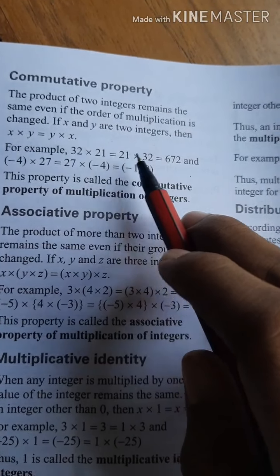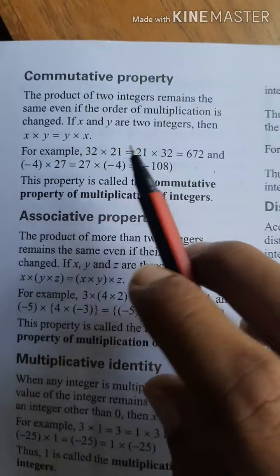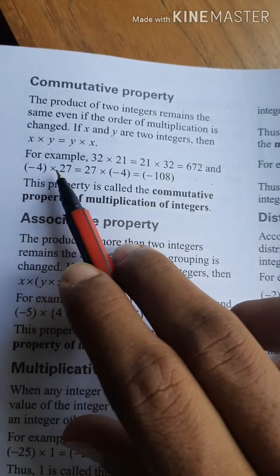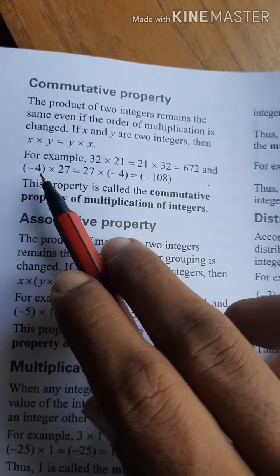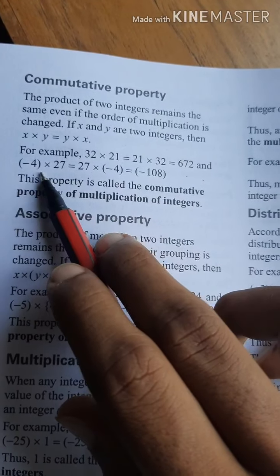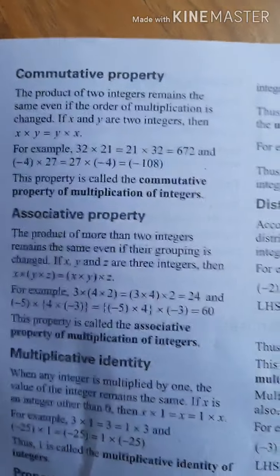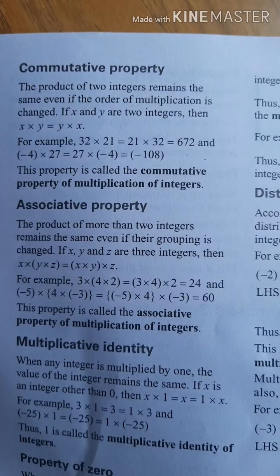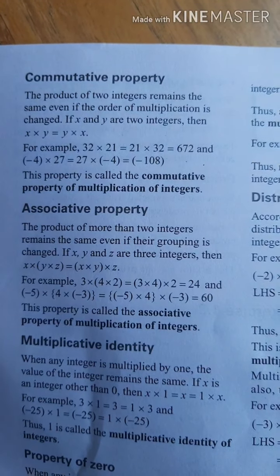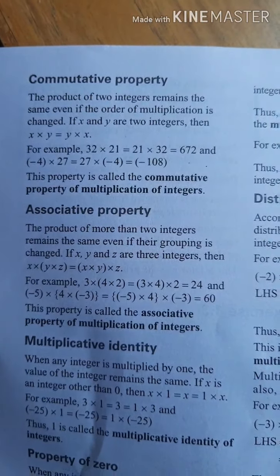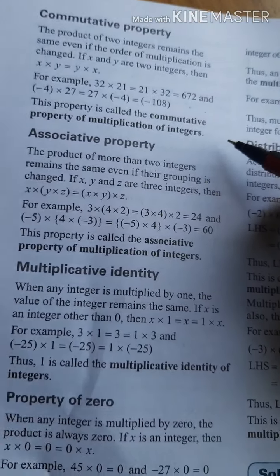If you multiply 21 into 32, you will also get the same answer. It won't change. As well, minus 4 into 27, 27 into minus 4. If you multiply and check, first multiply these two, then multiply these two. If you get equal answers for both, then the commutative property for multiplication is satisfied. Here you have to get only integers. You are not supposed to get a rational number, a fraction like that.